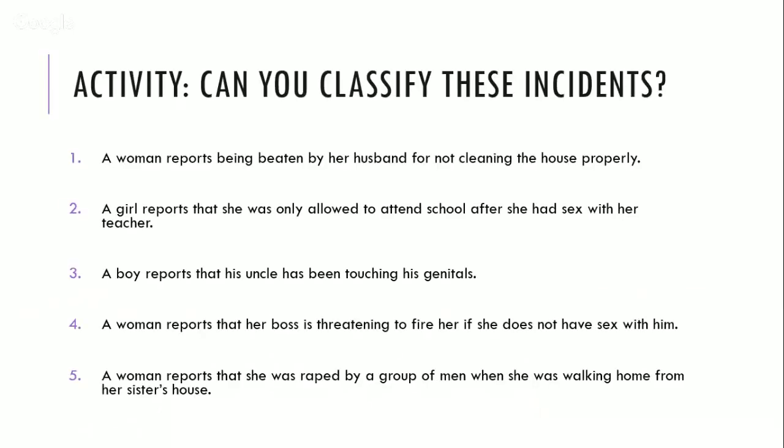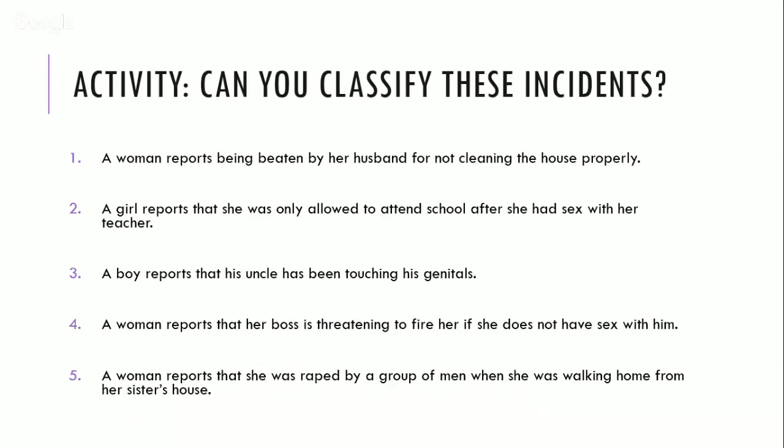Let's start with an activity. Take out a piece of paper and number it 1 through 5. On that piece of paper, classify each of these incidents as you would on your own, not using any tools, just how you think they should be classified.